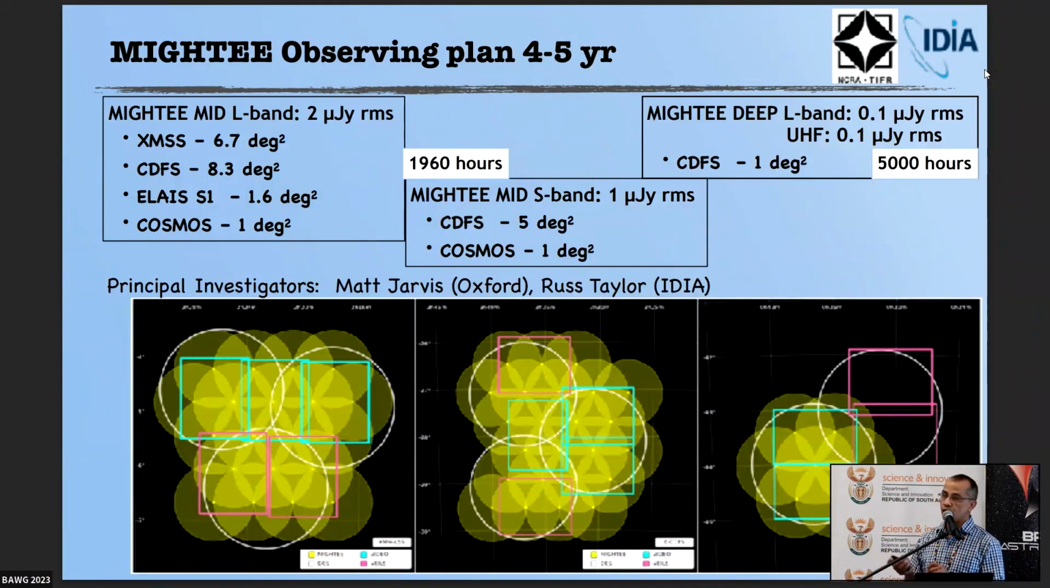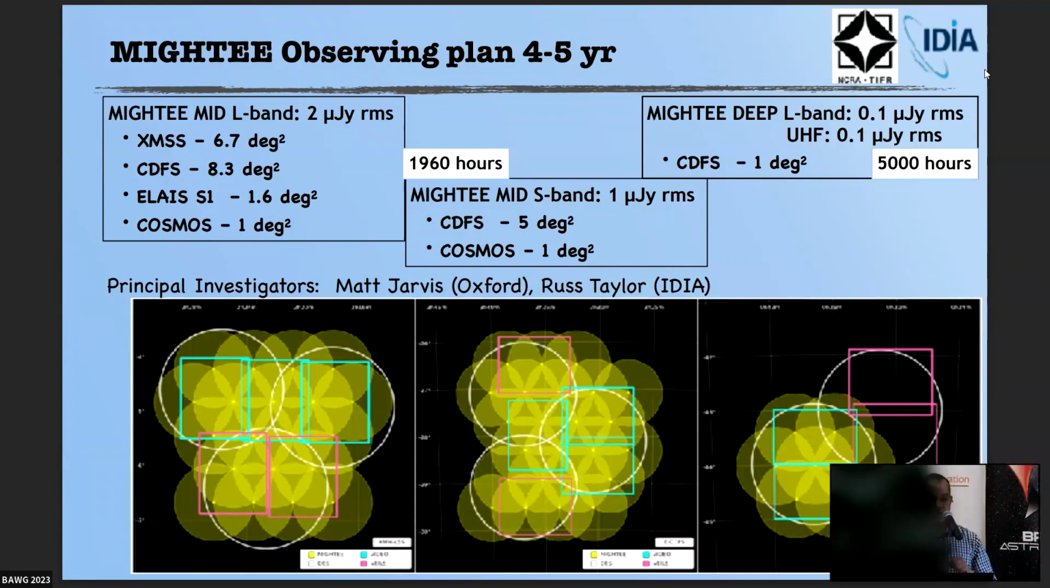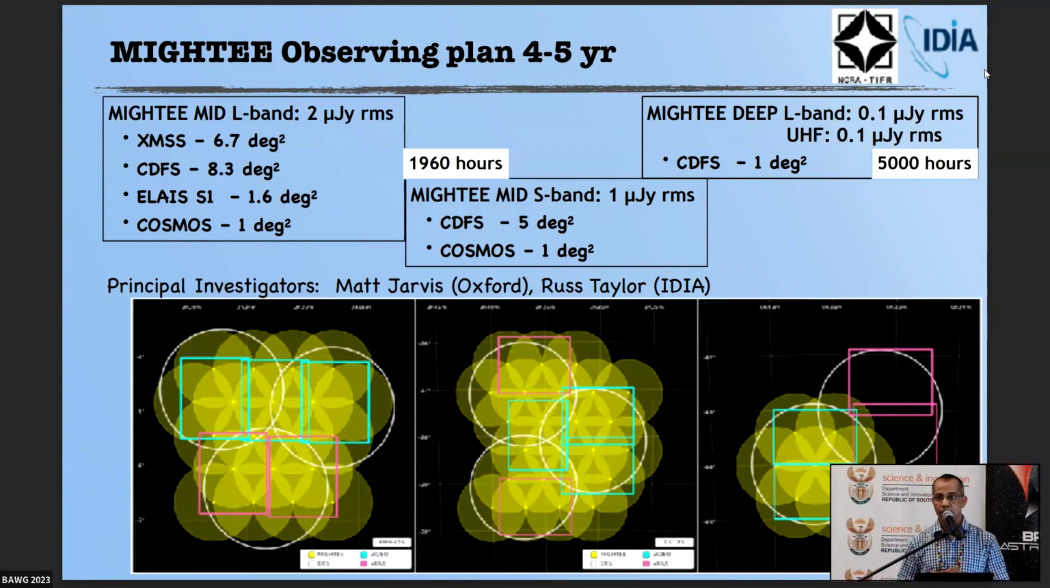And it focused on 3 or 4 key fields, essentially XMM LSS field, Chandra Deep Field South, LIS S1, and Cosmos field. Together, the survey area was of the order of 10 square degrees at L band with a focus to get 2 microjansky for these deep fields. In addition, there was also planned to have some S band data and the deep L band for one of the field, 1 square degrees, where a lot of amount of time was invested to get 0.1 microjansky. So we are essentially taking all the continuum survey data which is available using the MeerKAT project and put it together in the MIGHTEE.